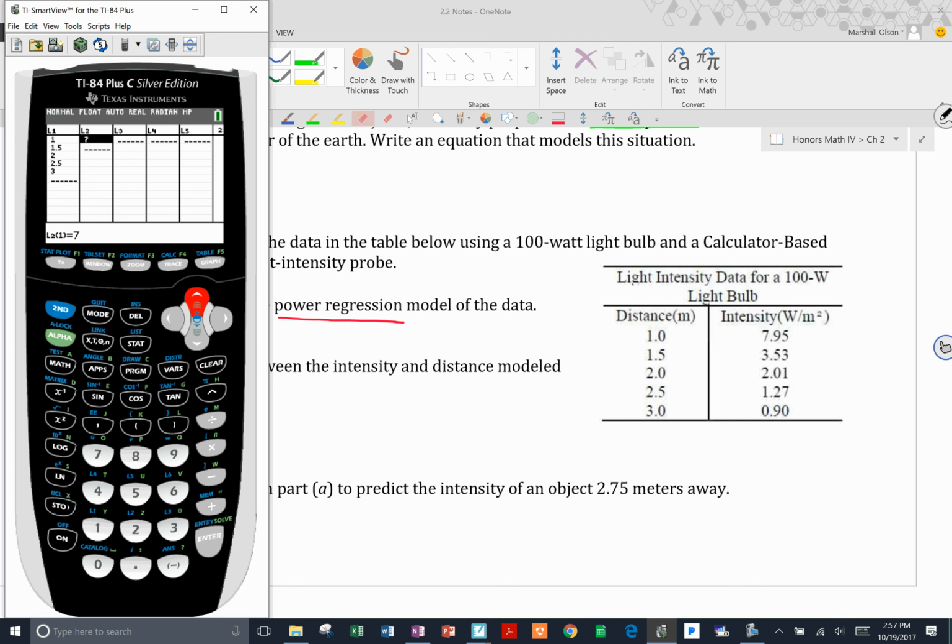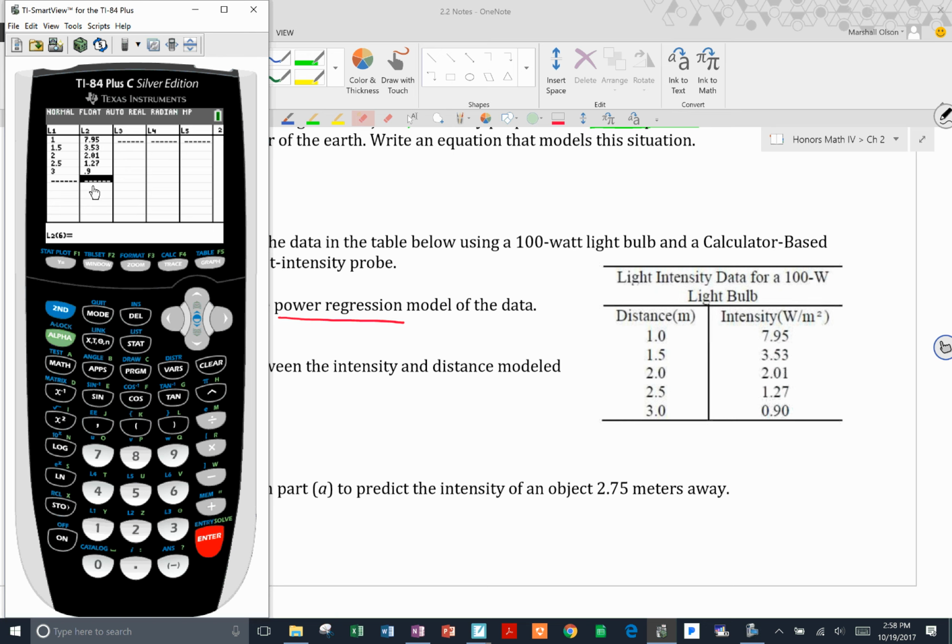Let me try that again. Oh, this thing's being all sorts of fun right now. 7.95. There we go. 3.53, 2.01, 1.27, and 0.9. Just do a quick scan to make sure you got them in there right.